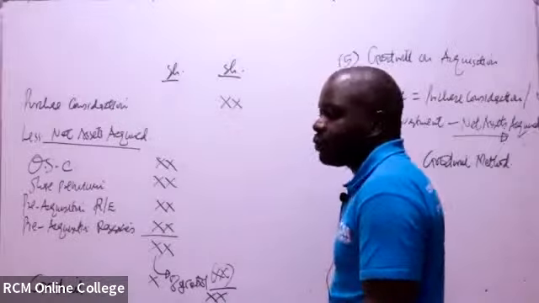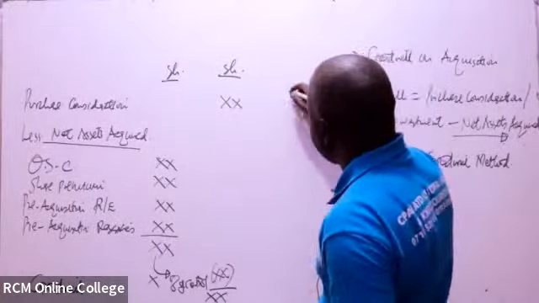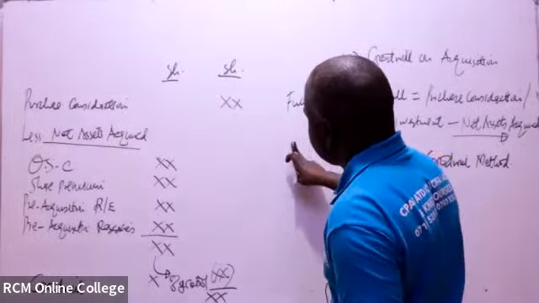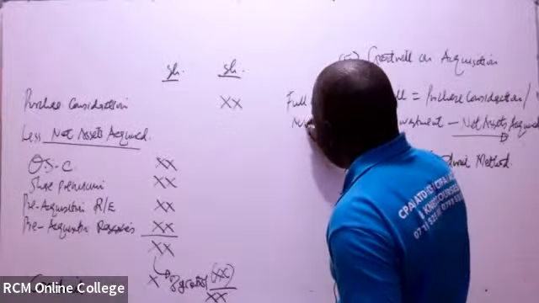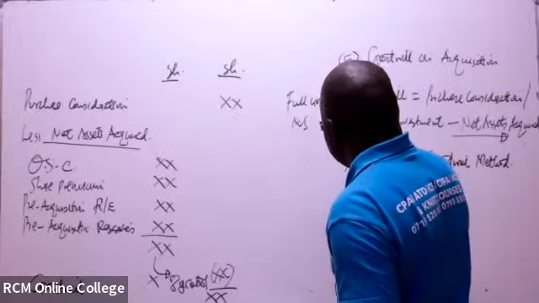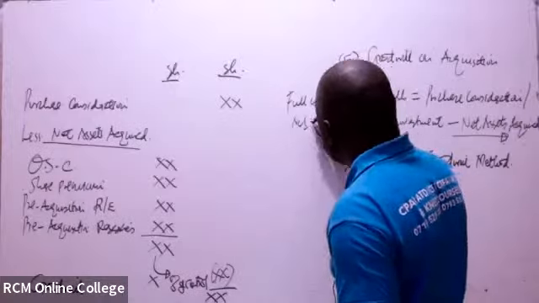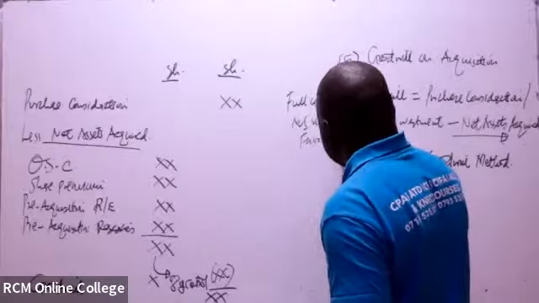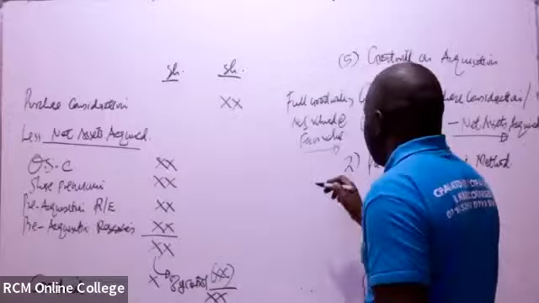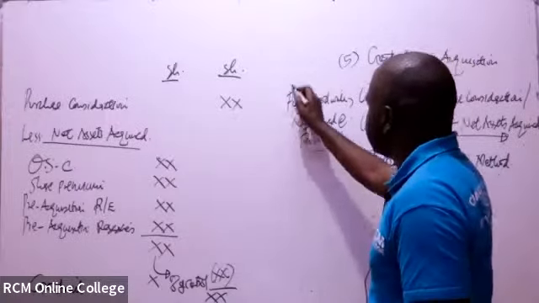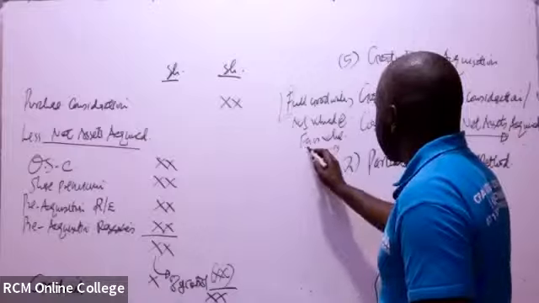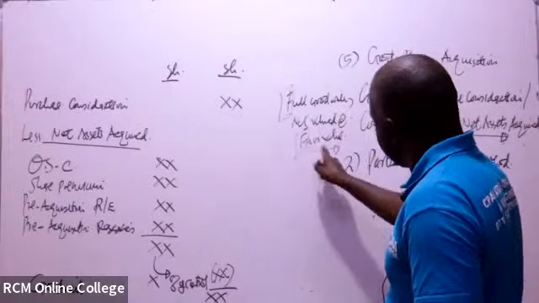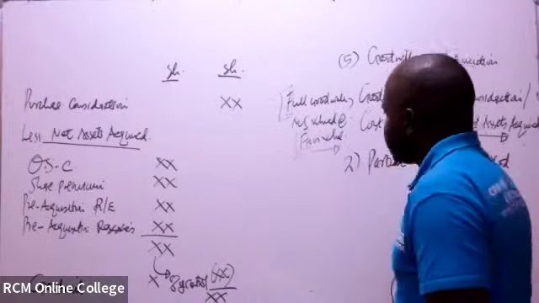I've told you in the additional information, you'll see the examiner saying NCI was measured at a fair value. When you see this statement, don't think twice. He wants you to use the full goodwill method. F, full fair value. He wants you to use the full goodwill. Don't think twice.